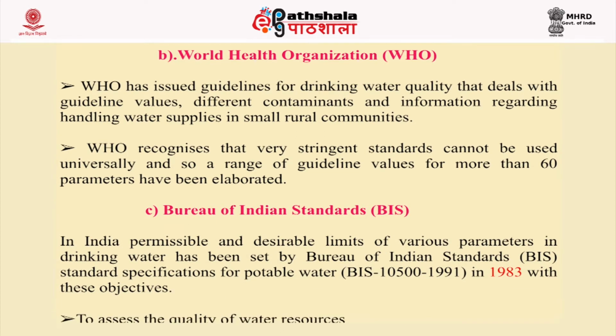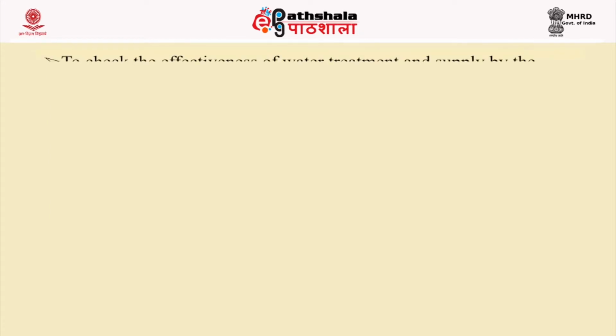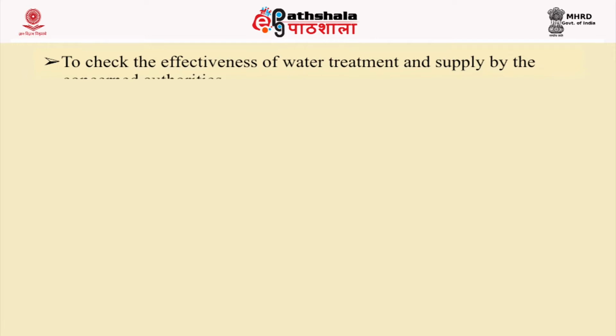Third one is Bureau of Indian Standards (BIS). In India, permissible and desirable limits of various parameters in drinking water have been set by Bureau of Indian Standards (BIS) for potable water in 1983 with these objectives. First one is to assess the quality of water resources. Second, to check the effectiveness of water treatment and supply by the concerned authorities.